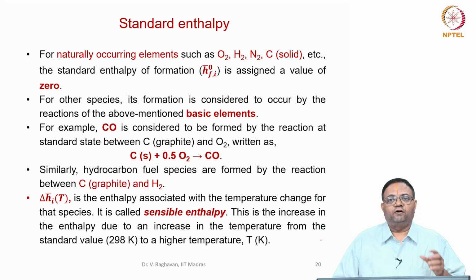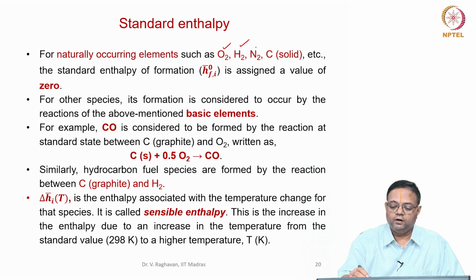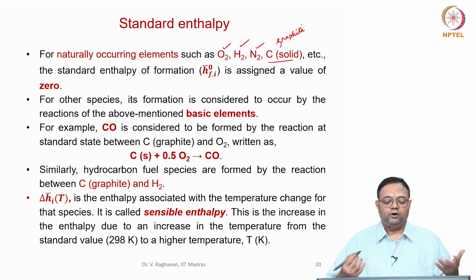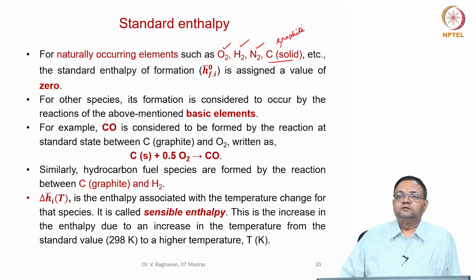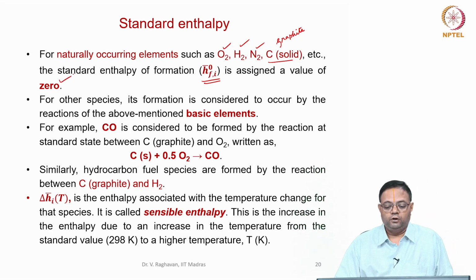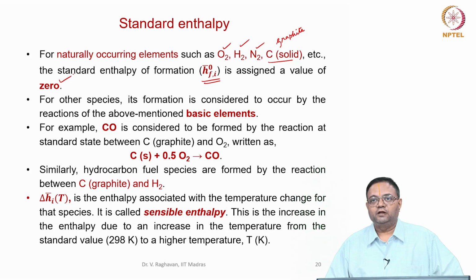Now, first of all, we have to know what the natural elements are. Natural elements are already available, like O2, H2, N2 and graphite, solid carbon. These are naturally occurring elements, so there is no need to form them. So, we can assign the enthalpy of formation of these 4 elements as 0. Any other element has to be formed from these 4 elements only.